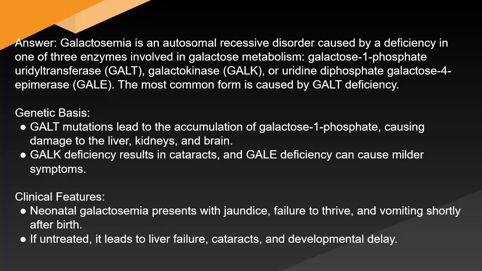Genetic basis: GALT mutations lead to the accumulation of galactose-1-phosphate, causing damage to the liver, kidneys, and brain. GALK deficiency results in cataracts, and GALE deficiency can cause milder symptoms. Clinical features: neonatal galactosemia presents with jaundice, failure to thrive, and vomiting shortly after birth. If untreated, it leads to liver failure, cataracts, and developmental delay.